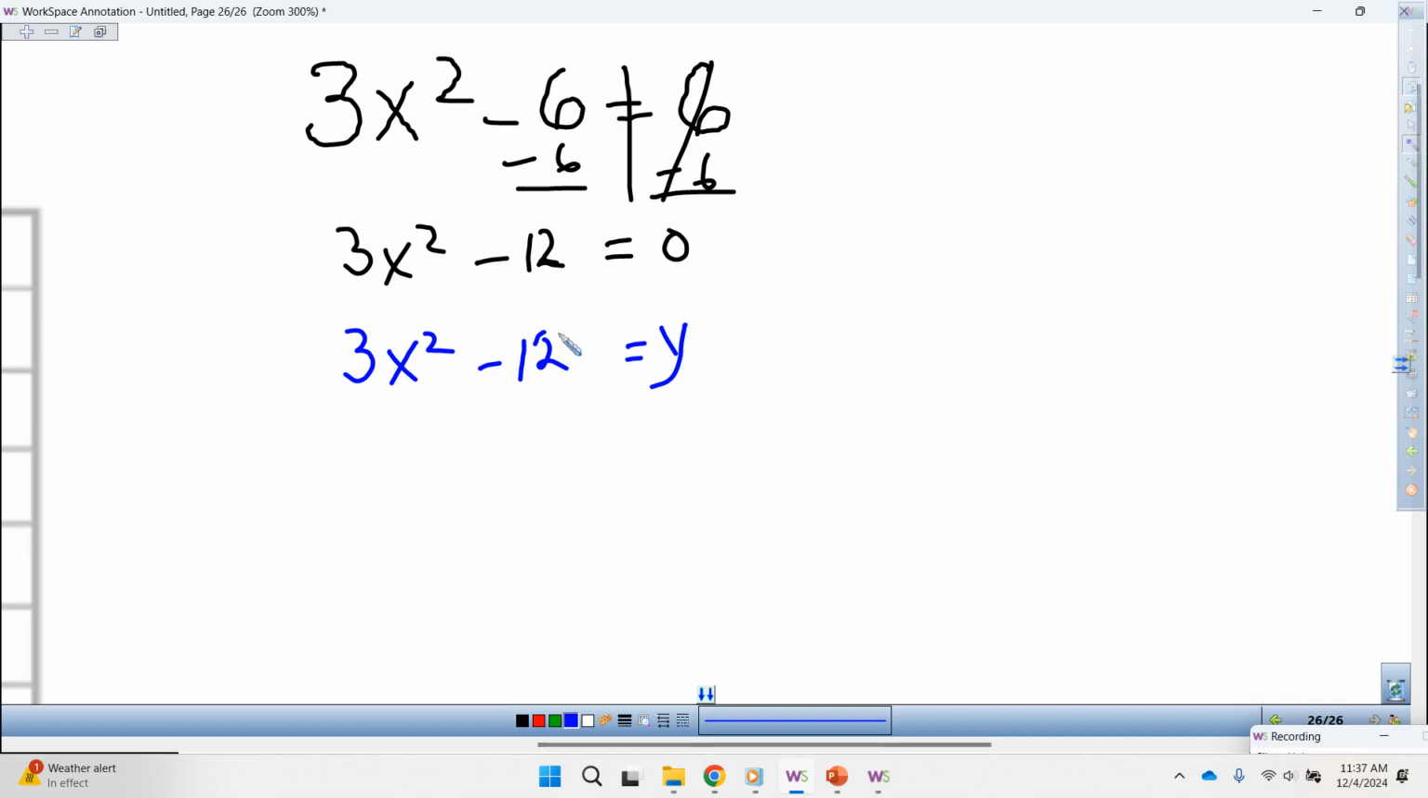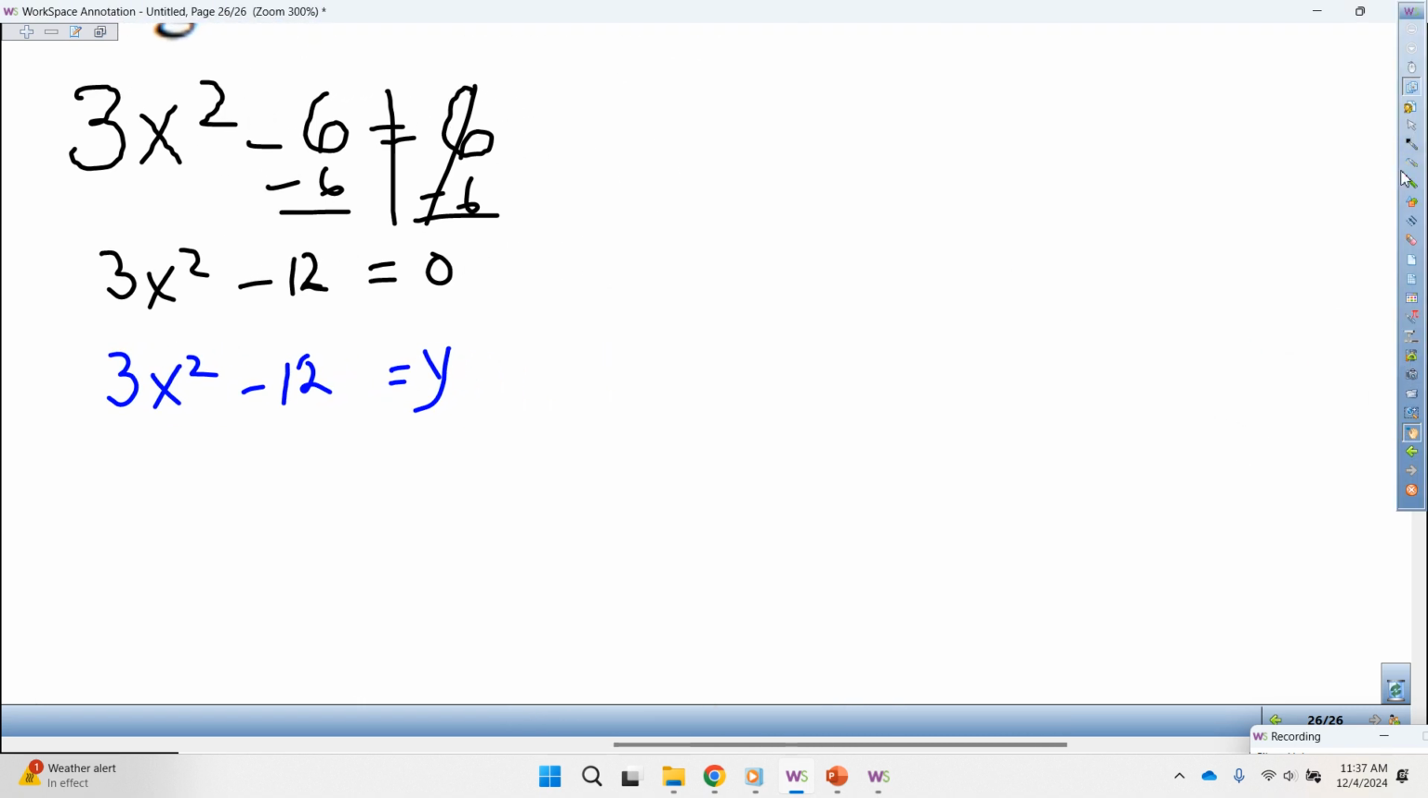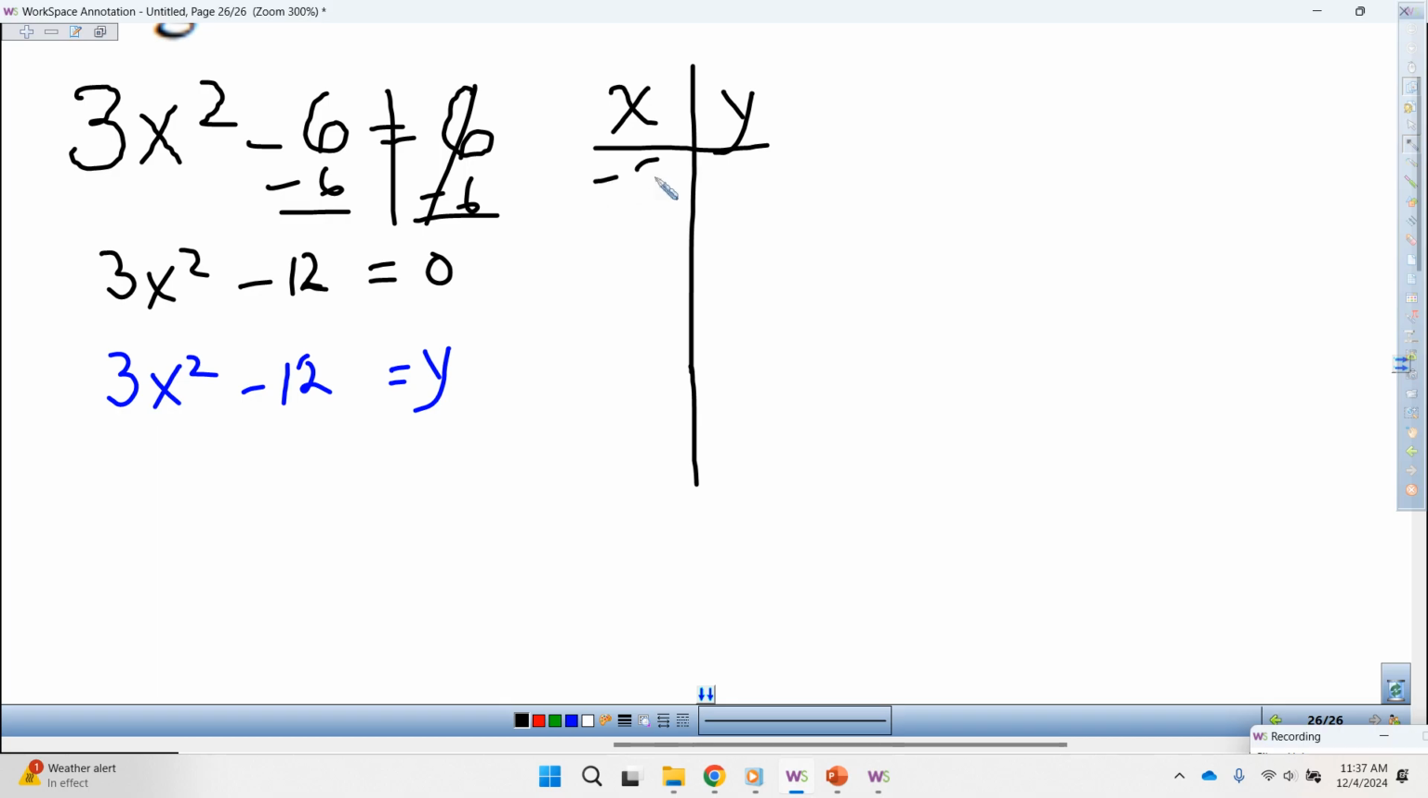Now, why do we need to change it to y? Because at this point, since we need to graph, think about it. What do you do in order to graph a function? Tell your neighbor. What do you do to graph a function? What do we do? X and Y table, yes, that is correct. A table. And what values? Negative 2, negative 1, 0, 1, 2.